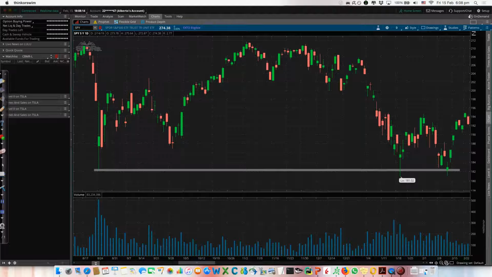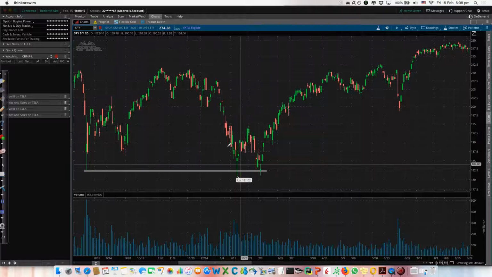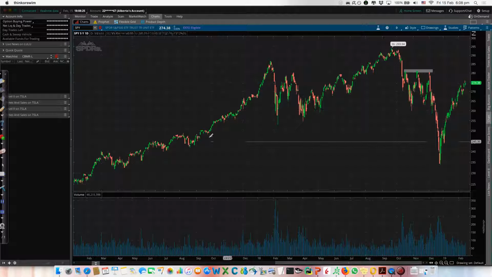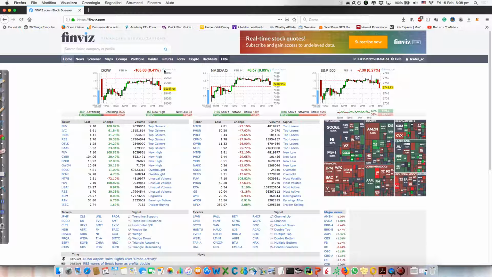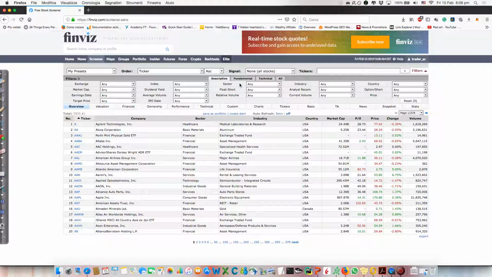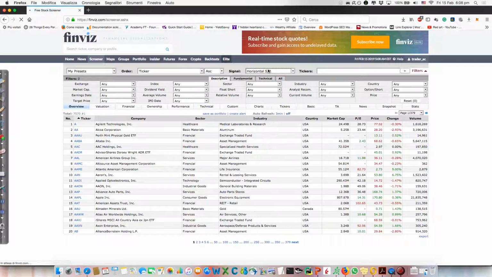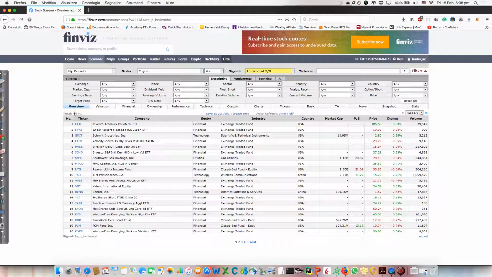Now you may be wondering, okay, very nice, very easy to see, but how can I screen for support and resistance patterns? Okay, to do that, we can use again Finviz that I have introduced in the past, and let me show you how you can do it. So this is the Finviz platform. We go to Screener, and here on Signal, we choose horizontal support and resistance. And we get 96 results.